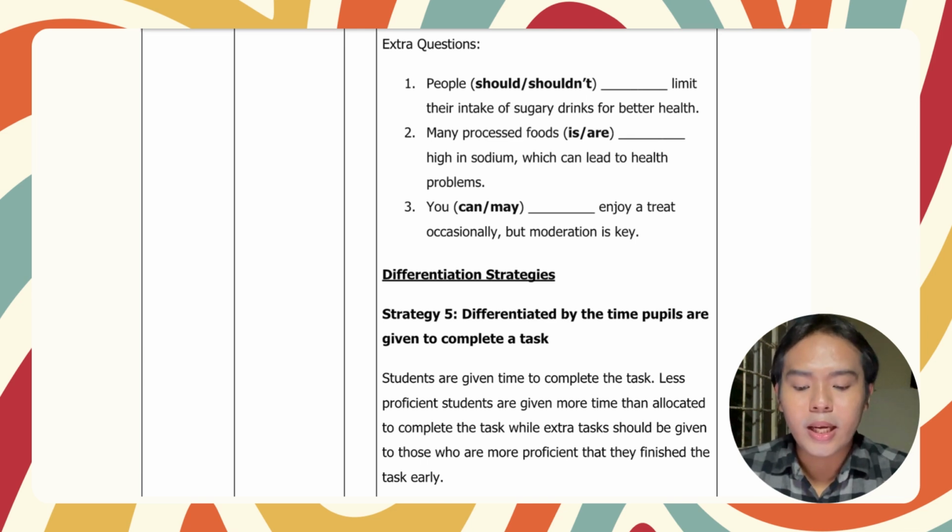For the strategy, it is differentiated by the time pupils are given to complete a task. Though they have 10 minutes, some students might answer faster and some might take more time. So students are given time to complete their task. Less proficient students are given more time than allocated to complete the task, and the students that are quick and fast have to answer according to their pace.